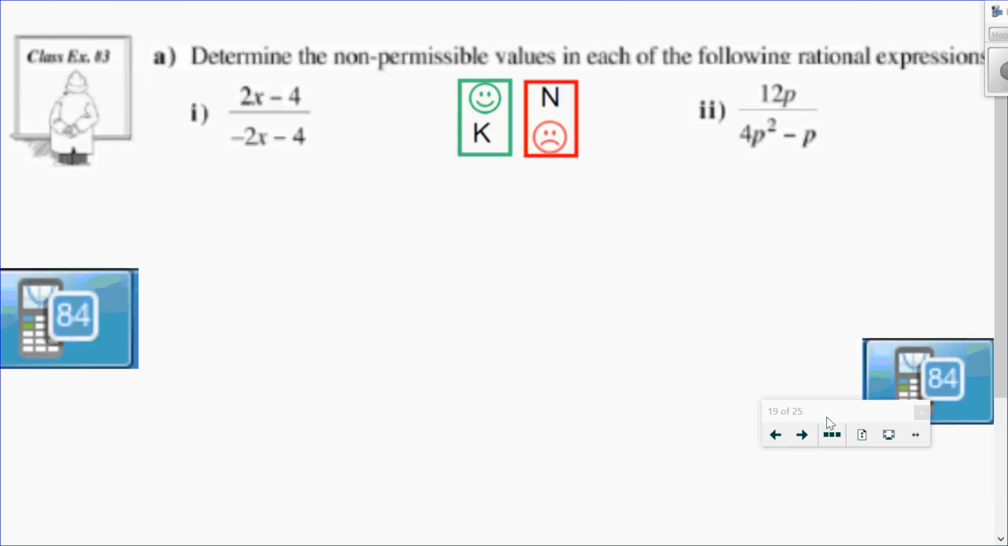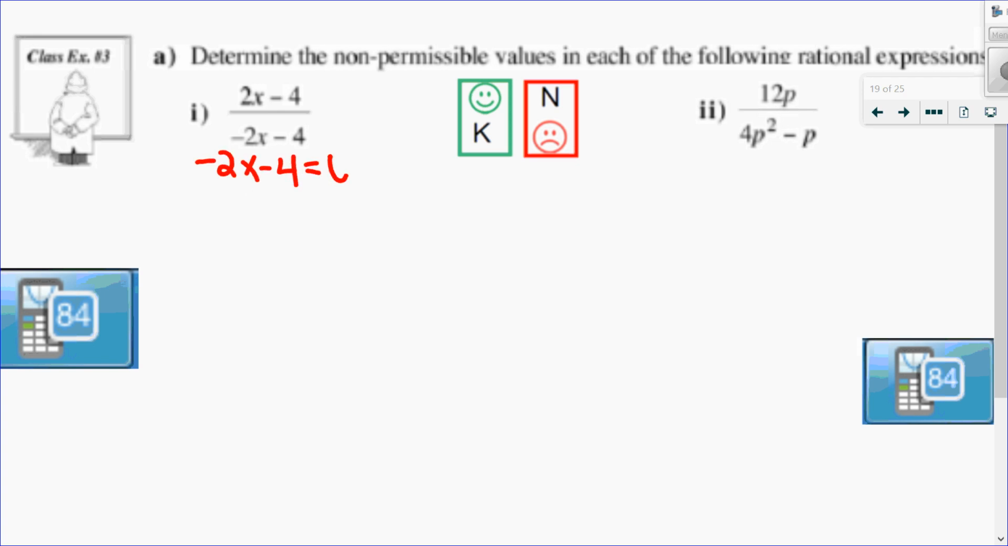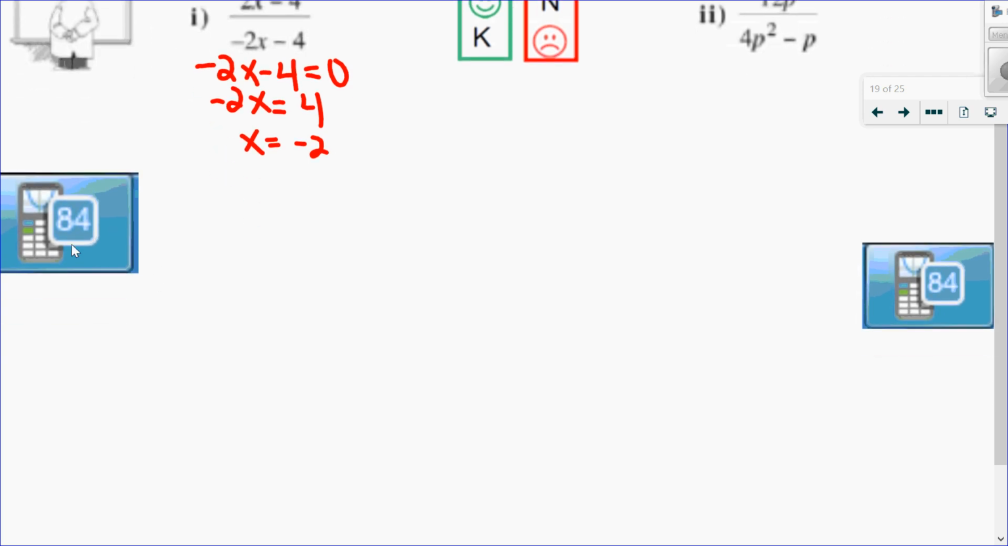Either way is fine. Okay, so let's look at these ones here. So to determine the non-permissible values, I'll do it algebraically, but I'll also show you what the graph looks like. So the non-permissible values would be whatever makes 2x minus 4 equal to 0. So I will add 4 to both sides, divide both sides by -2, and it looks like my non-permissible value is -2. Let's check that on our graph.